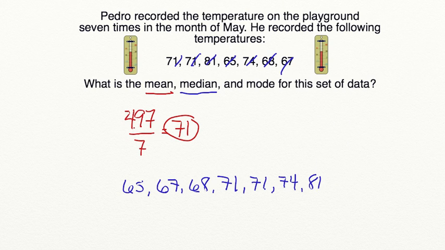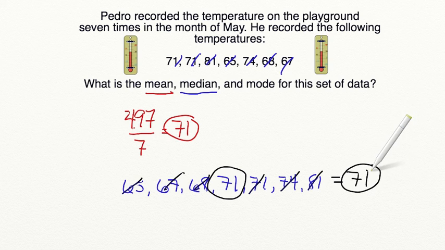So I've now listed all of the numbers, and now I need to cross them out starting with the least and then the greatest until I find a middle number. Now since I only have 7 numbers in this set of data, I will end on a middle number. So I'm going to cross out from least, greatest, least, greatest, least, greatest. And I have 3 numbers crossed out on my left and 3 numbers crossed out on my right, so that means that I've found my middle number. That means my median is 71 degrees.